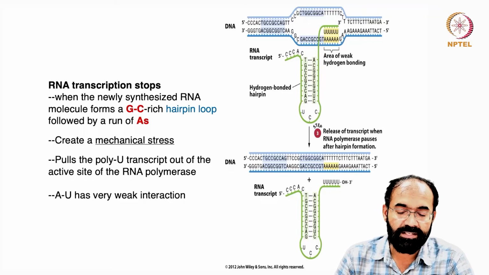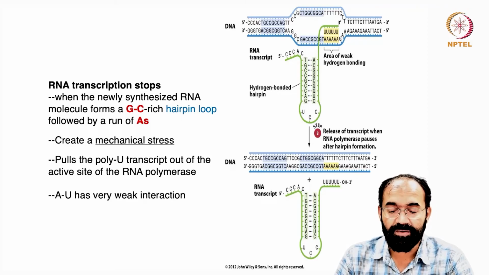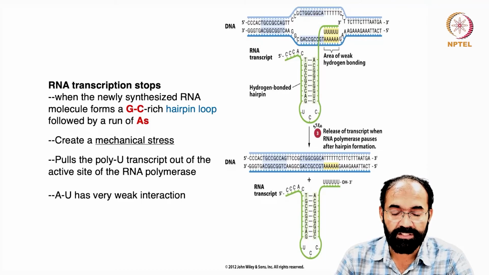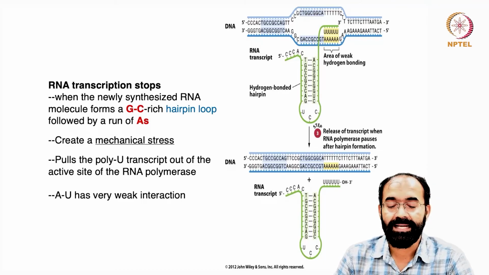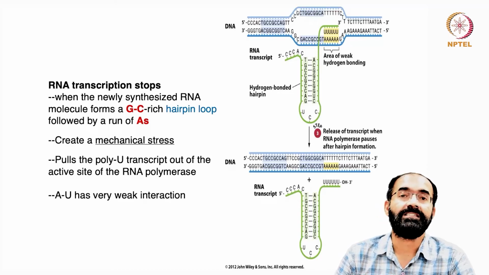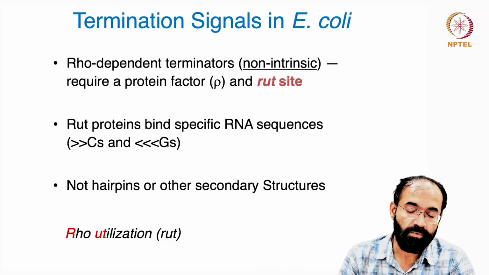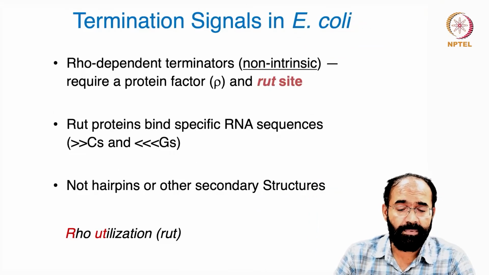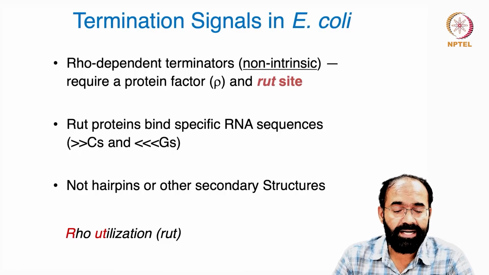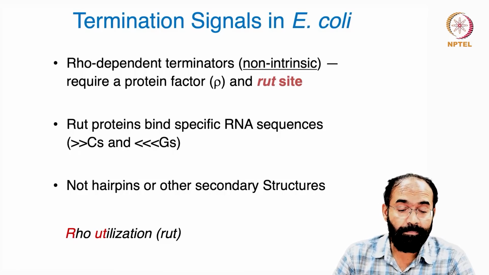So the release of the transcript happens when the RNA polymerase pauses after the hairpin. After the hairpin, the RNA polymerase pauses, and this mechanical stress creates the release of the RNA transcript. So this terminates the RNA transcription. Let us see how the termination signal is made use of in a rho dependent manner.